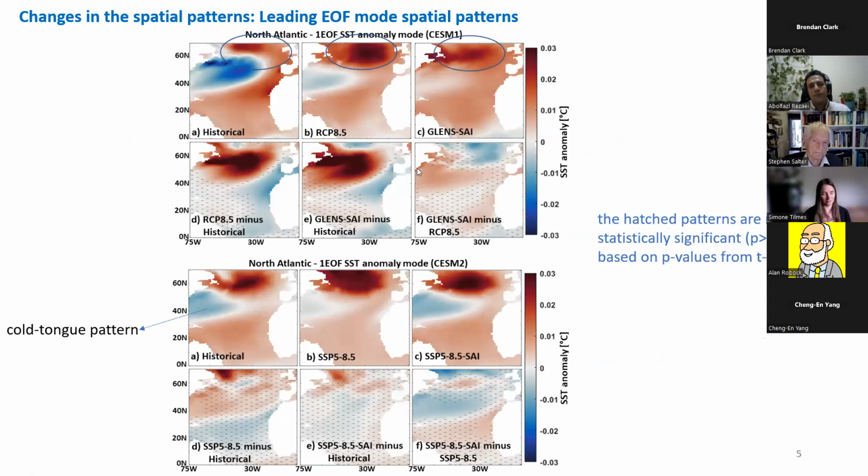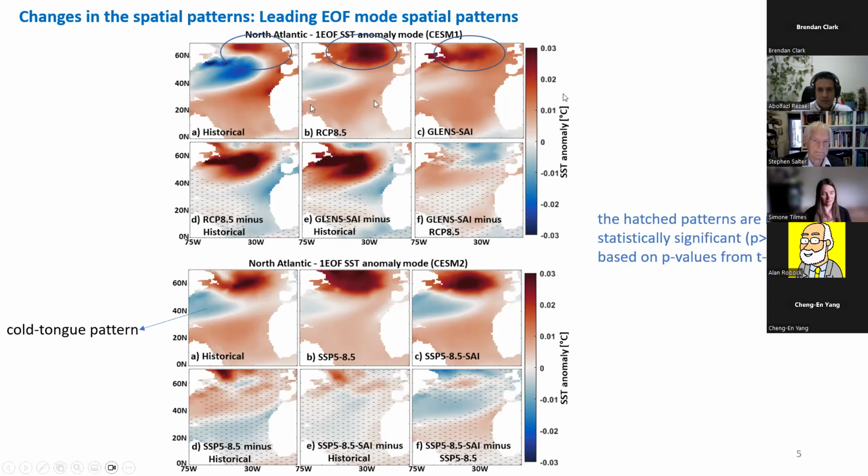In addition to variances, we also take a look at the leading EOF mode spatial patterns across the different oceans. In this slide, you can see the results for the North Atlantic under CESM1 in the top figure and under CESM2 in the lower figure.